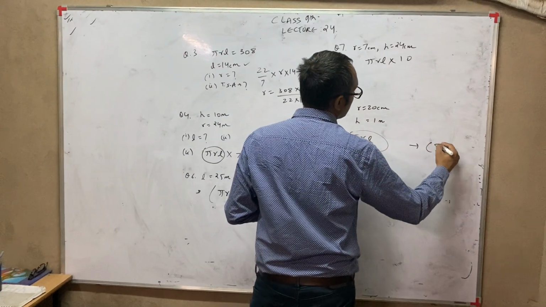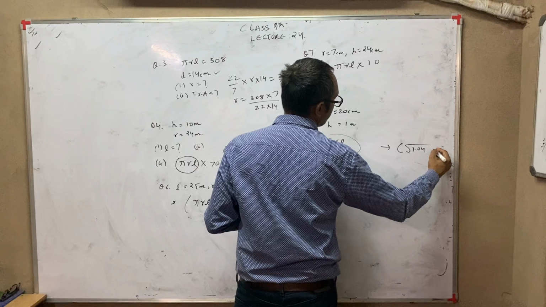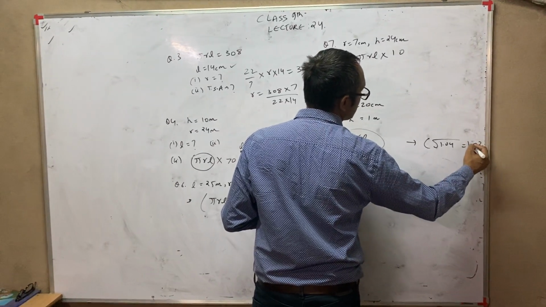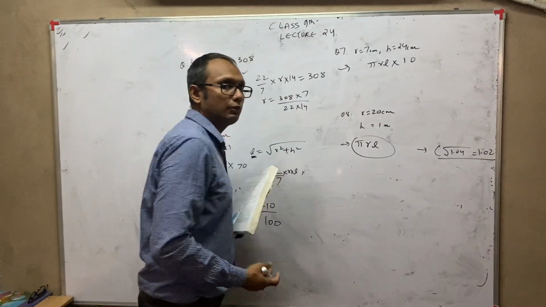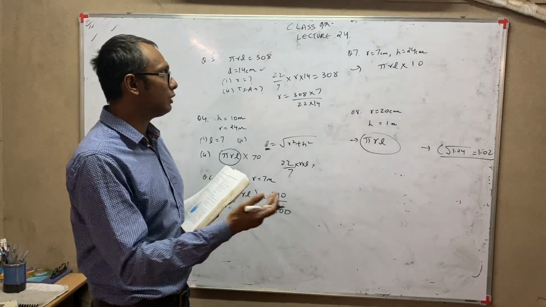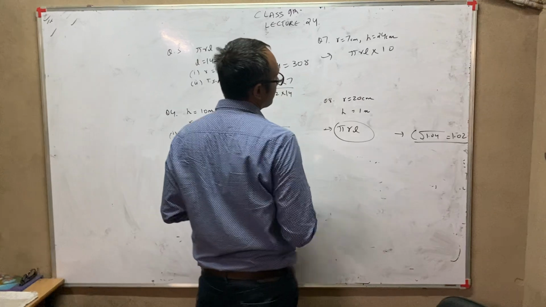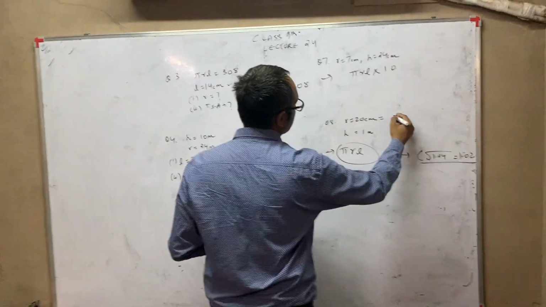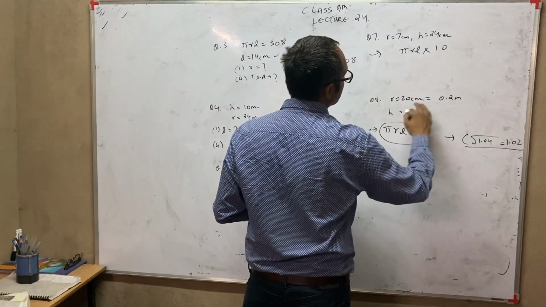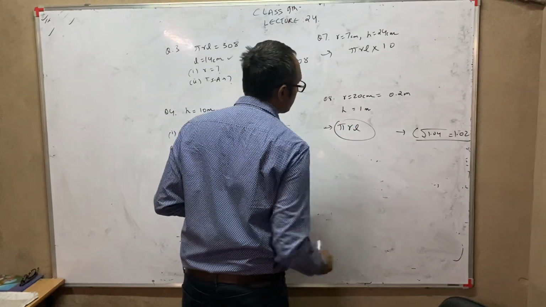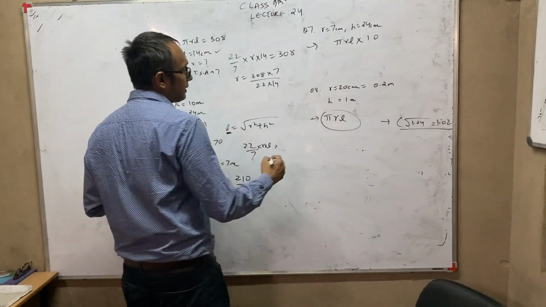They have given you the root 1.04 value, they have given it to be 1.02. So right now I am just telling you why we have to use this value and how to use this. First of all, radius is 20 centimeter. So if we convert this into meter, then you get 0.2 meter because we divided by 100. Now let us calculate slant height.